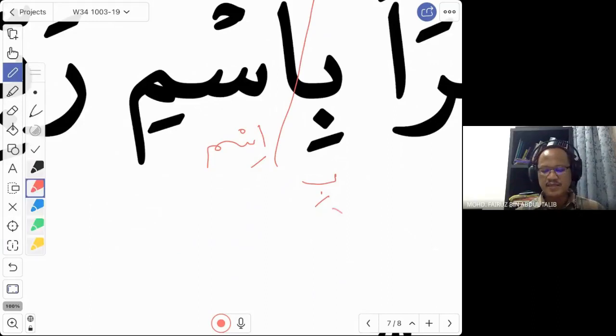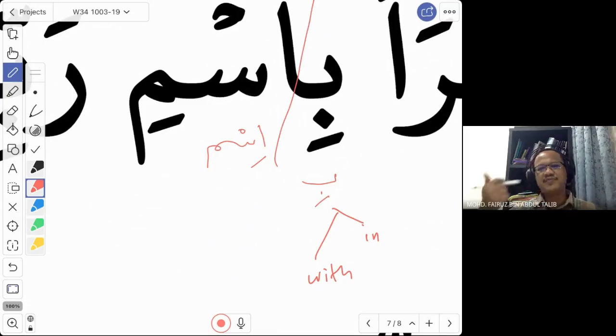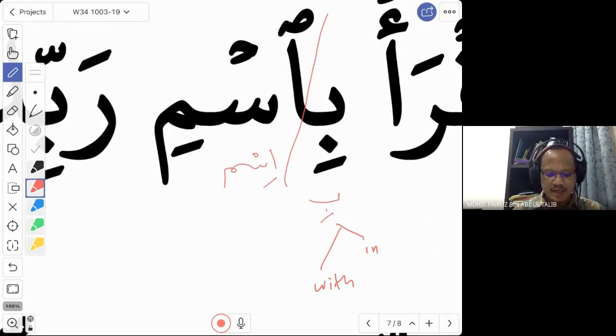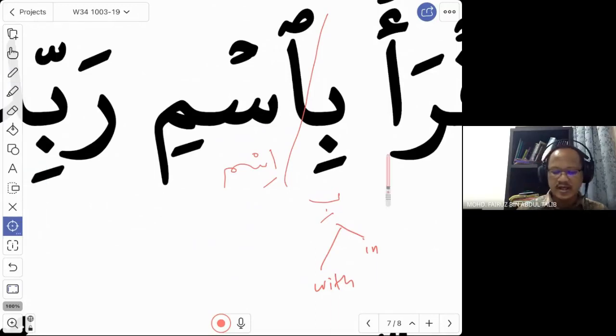Be means in or with. These are the two commonly used translations for the word be. Be is a harf, right? Isim, fi'il, and harf. So be is a harf, and the meaning of be will depend on the sentence. Here we do not know whether it is in or with. You have to look at the whole sentence.